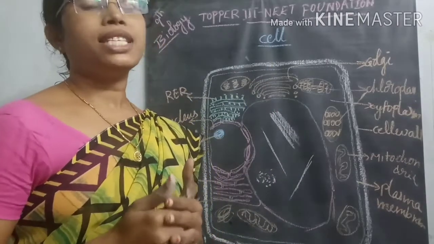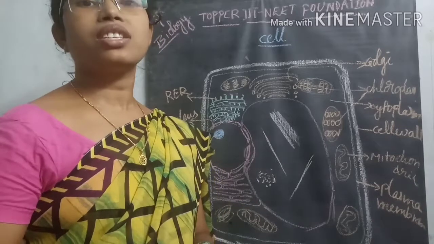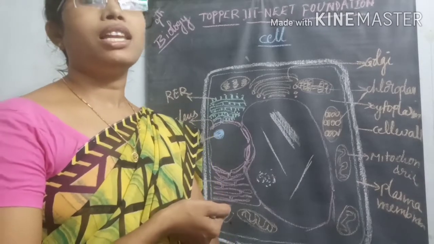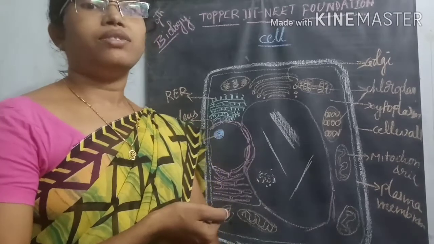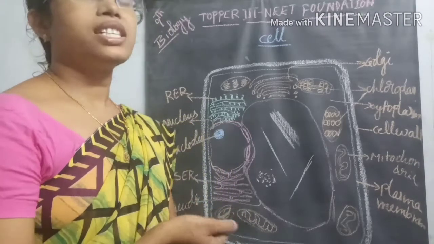So what is meant by a cell? There are different inventions regarding the cell, the parts which are mainly present in the cell, and the characteristics of the cell. These are all what we discussed in the last class.